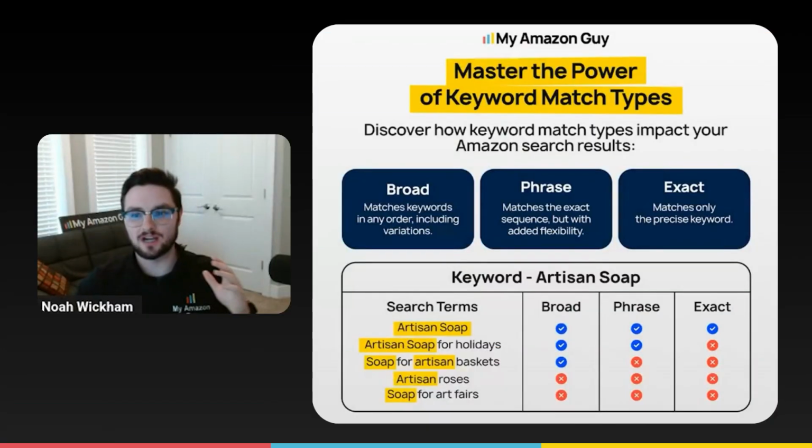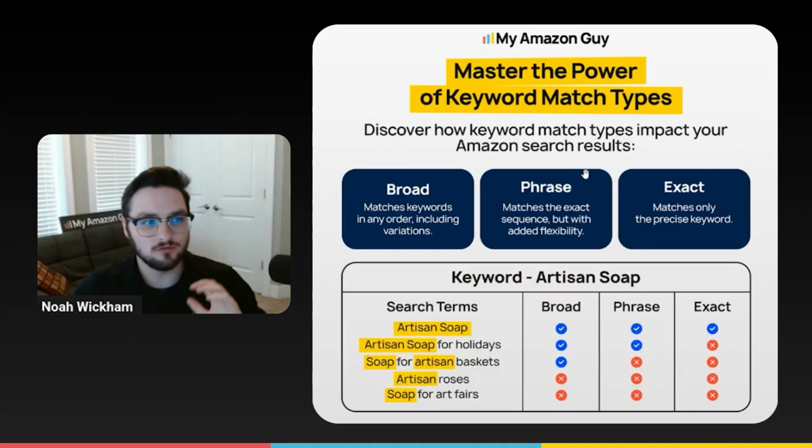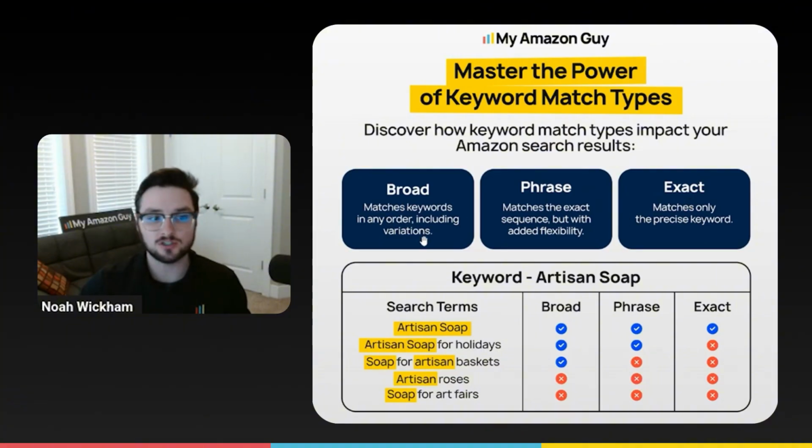We have this fun little graphic we have put together here that goes over broad, phrase, and exact targeting. Broad matches keywords in any order, including variations. Phrase matches the exact sequence, but with added flexibility, and exact targeting matches only the precise keyword.